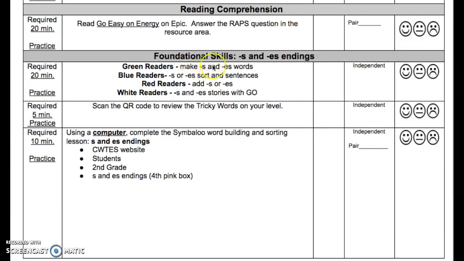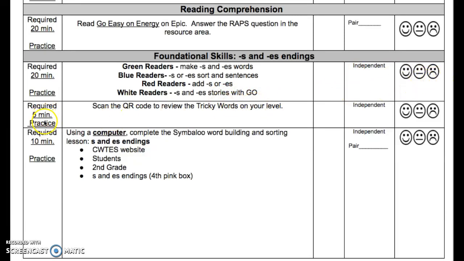The next section is foundational skills, endings S and ES. Green readers make S and ES words. Blue readers S or ES sort and sentences. Red readers add S or ES. White readers S and ES stories with graphic organizer. This is independent. Remember to mark your work mode.